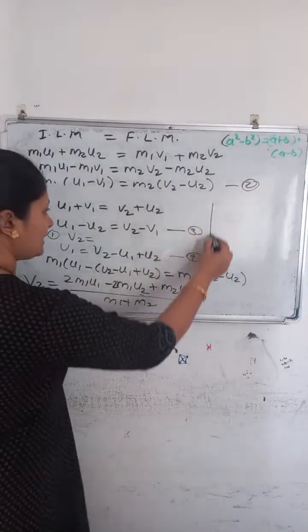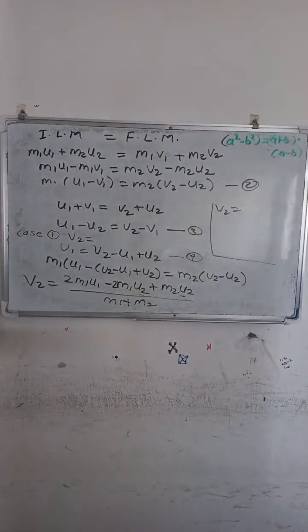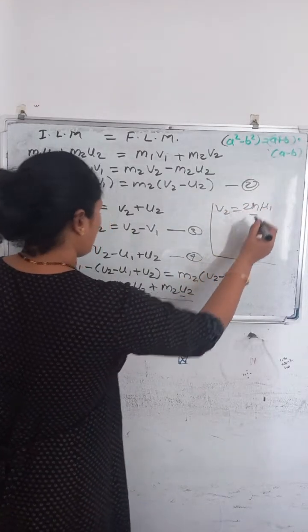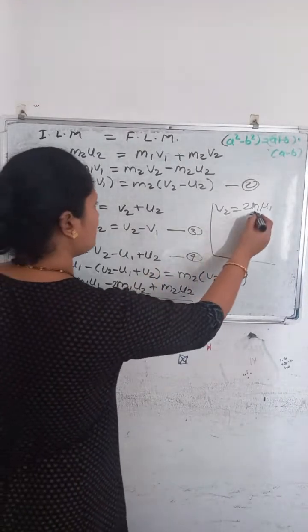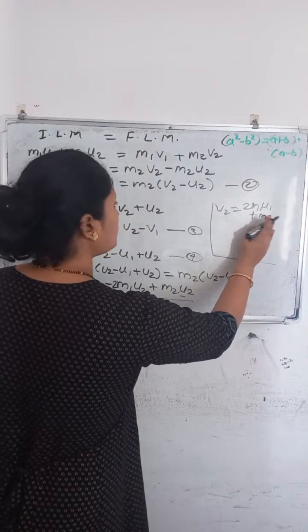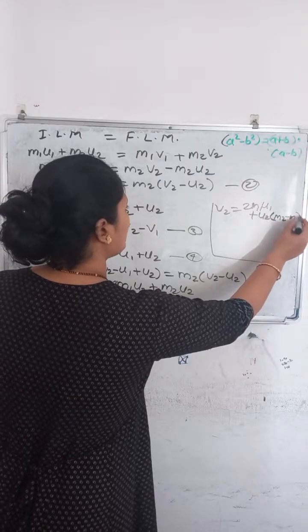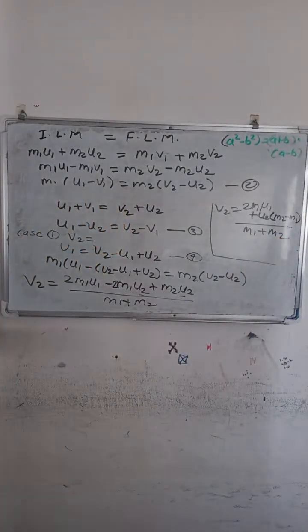So here only I can write the final expression for v2 as 2m1u1 divided by m1 plus m2, plus you can take u2 common, and inside this bracket you can write m2 minus m1, divided by m1 plus m2, that is total mass. So this is nothing but the velocity we got for the second body having velocity v2.